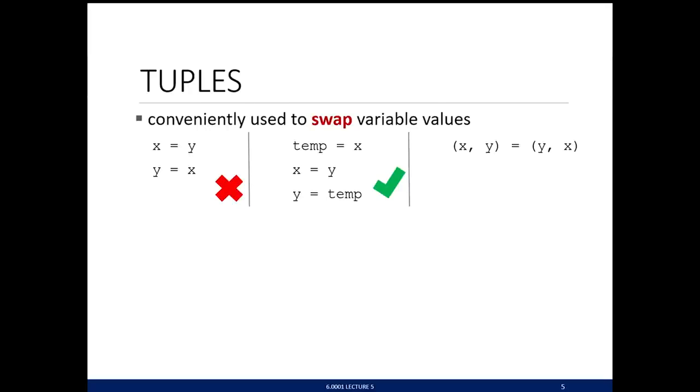Well, it turns out this 3-liner code right here can actually be written in one line using tuples. So you say x comma y is equal to y comma x, and Python goes in and says, what's the value of y, and assigns it to x, and then what's the value of x, and assigns it to y. Okay.